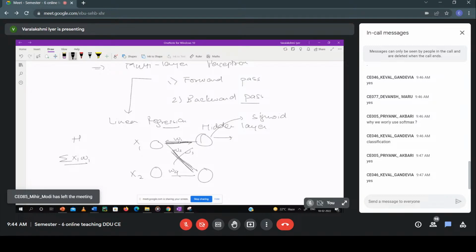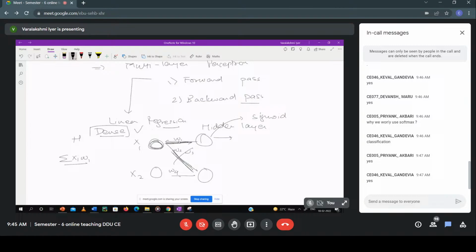So for example, if there are 4 neurons present in the hidden layer, then the input x1 will be passed to all the neurons present in the hidden layer. Since we are talking about a dense connection, all the neurons present in one layer will be connected to all the neurons present in the successive or preceding layers, right? So we are talking about a dense connection.